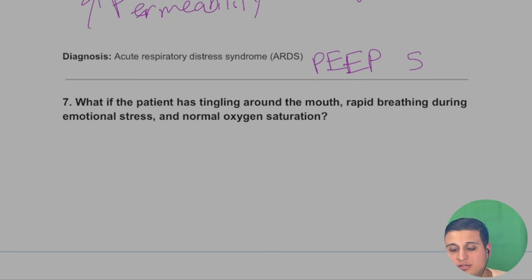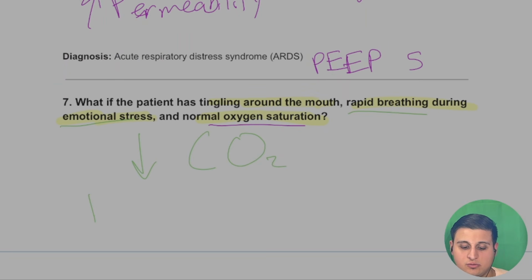All right, what if this patient also has tingling around the mouth, rapid breathing during emotional stress, but normal oxygen saturation? So the thing here, when we have normal oxygen saturation, that means that we're perfusing well and we have ventilation perfusion that's going well, but we have rapid breathing, right? Possibly we have low CO2, right? Because if we're breathing rapidly, we're going to be blowing off a lot of CO2. So we'll have this respiratory alkalosis.